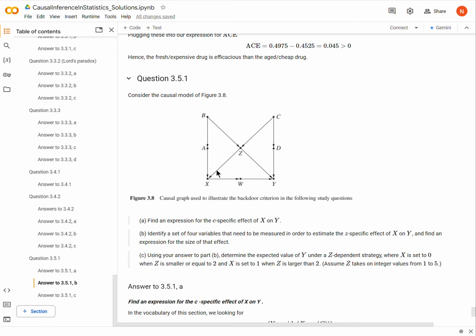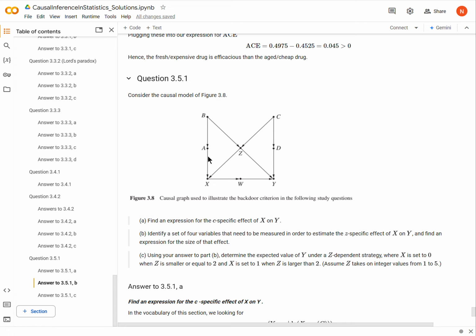Again, we have the same backdoor paths that could go from x to y. The backdoor paths would be x a b z y, and x a b z c d y. But we are using a z-specific effect, meaning that, sorry, the backdoor path that I just said, x a b z c, is not a backdoor path, because it's actually blocked by z. So the backdoor path is x, a, b, z, y. Now we're conditioning on z already, so we've blocked some of these backdoor paths.